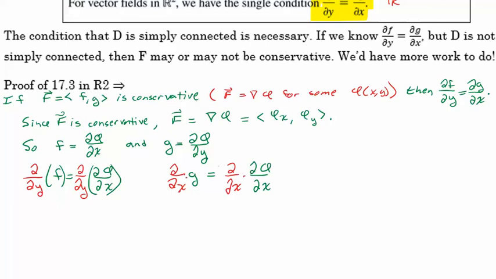Multiplying those. Well, we're not multiplying. We're just taking the partial. Okay. So here we have partial f, partial y. That's pretty straightforward. And what we have here is a mixed partial.